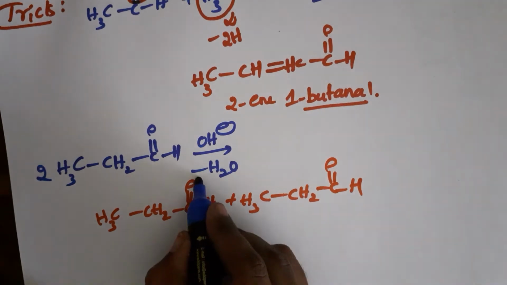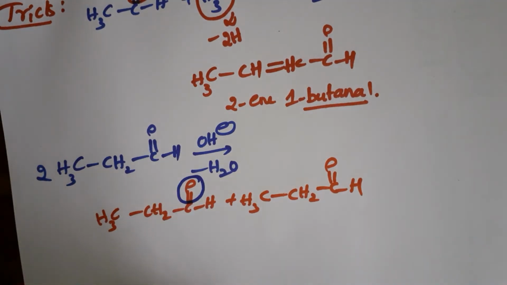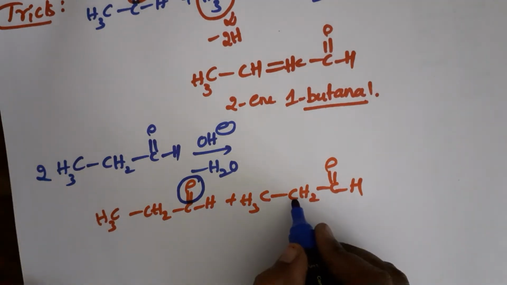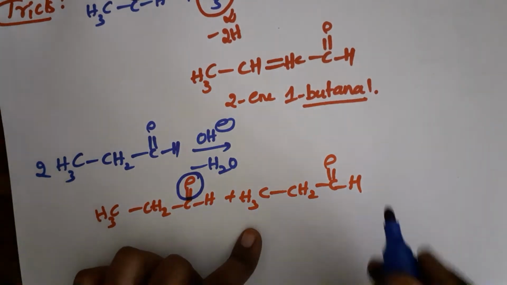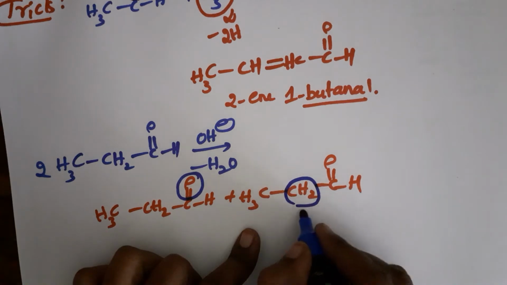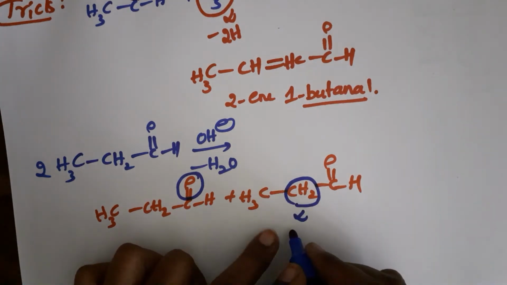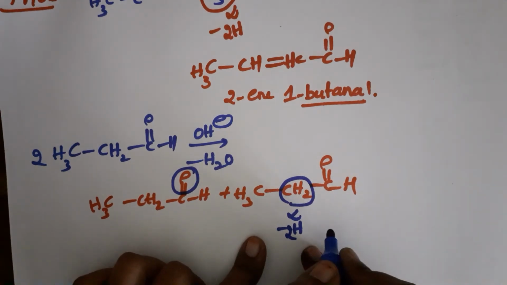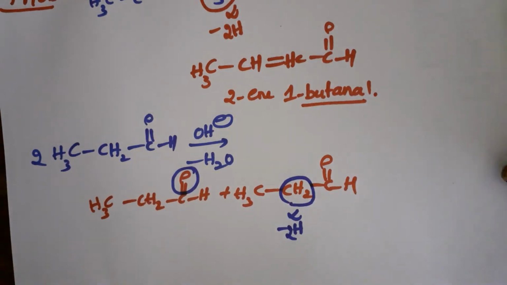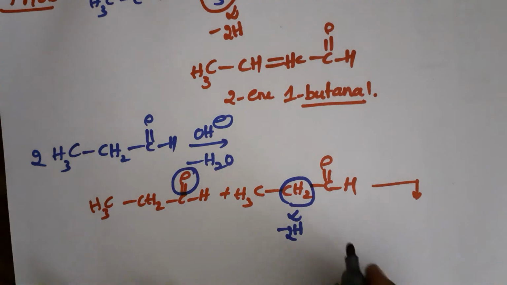Just remove the aldehyde group, the C double bond O group, from one carbonyl. And from which carbon are we removing the hydrogens? Only the alpha carbon. Okay, see, this is the alpha carbon, right? From the alpha carbon, just remove two hydrogens. Then combine these two, and we'll get the product C. Okay, just write the product.